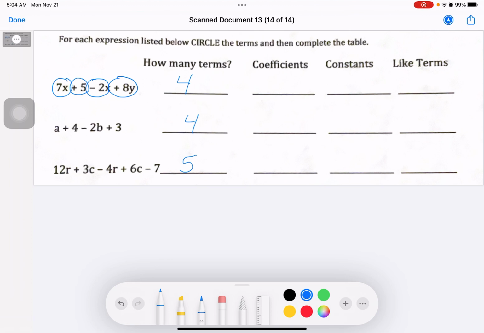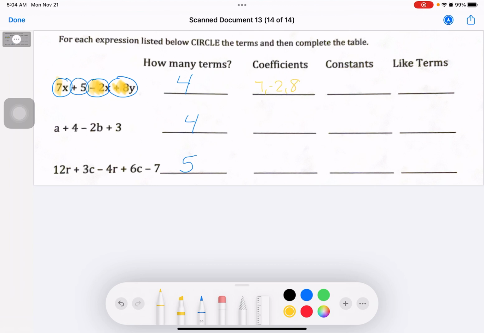All right, do you remember what coefficients are? Coefficients are the numerical part of a term that contains a variable. So it's the number part of the term that has a variable with it. So in this first one, your coefficients would be 7, -2, and 8, because those are all the numbers that have a variable attached to them.